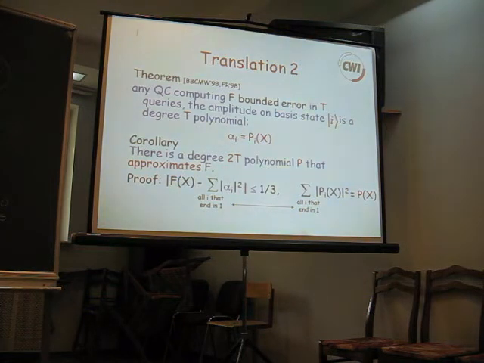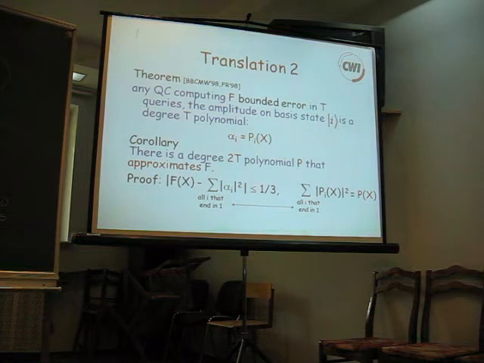But now note that we have that f of x minus the probability that this thing accepts is at most a third. And since, again, like before, I can substitute for this value here, I can substitute this polynomial squared. I get that this polynomial p of x approximates the function f of x. And it has degree 2t at most. Okay? And if you replace 1/3 by 1/5, degree could change, of course.